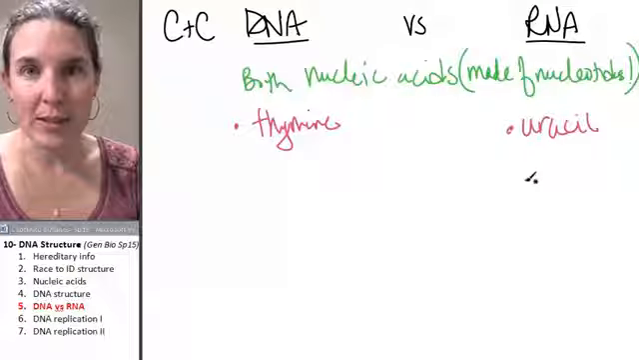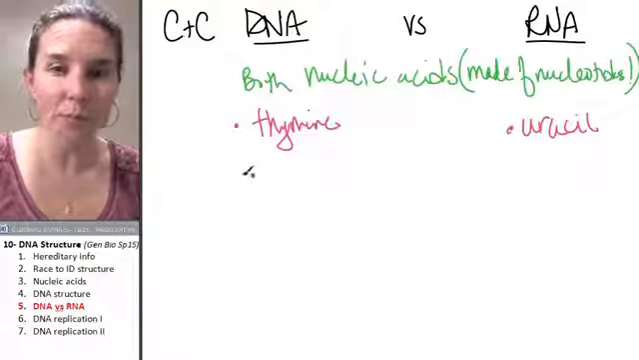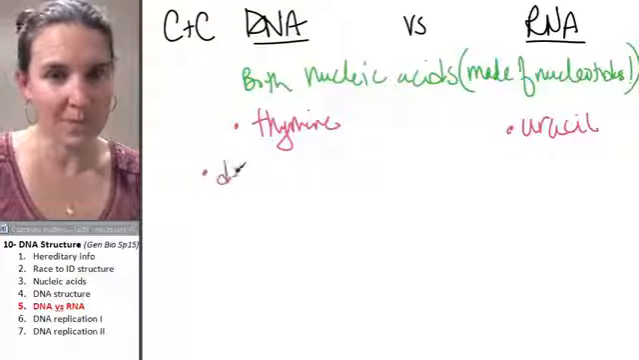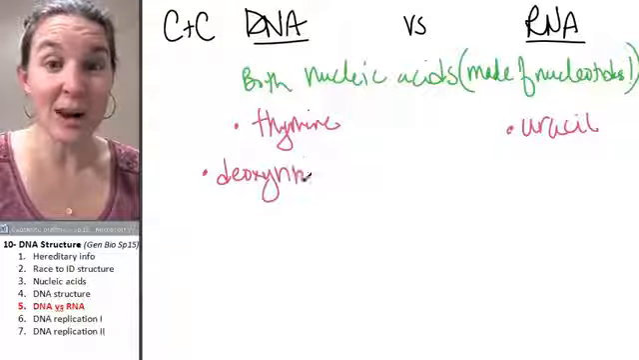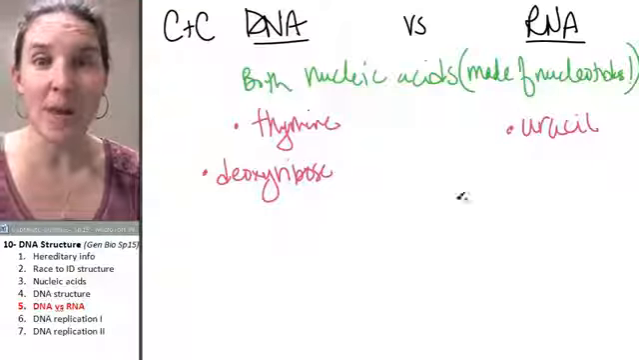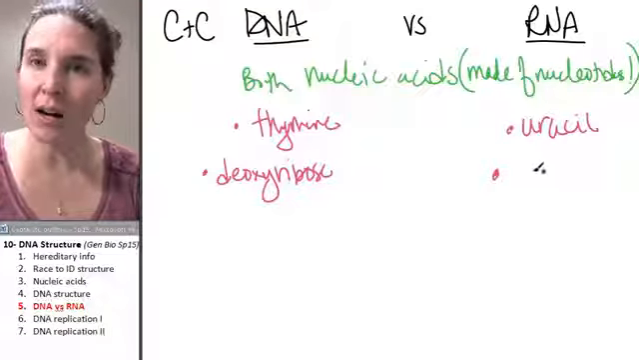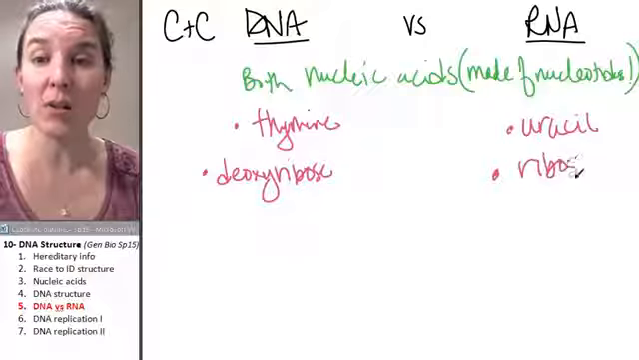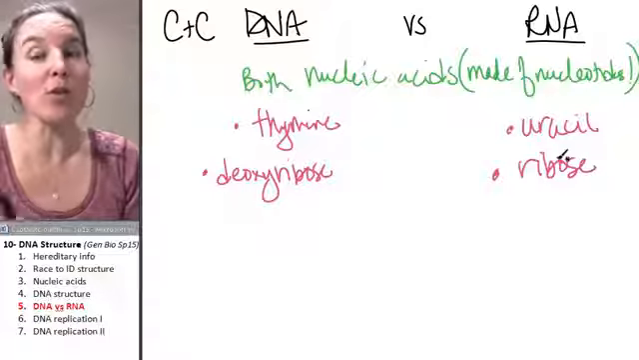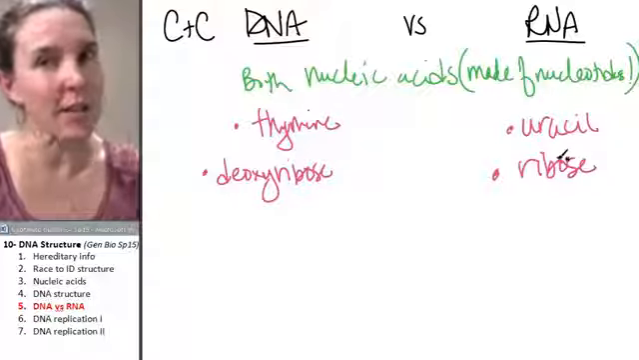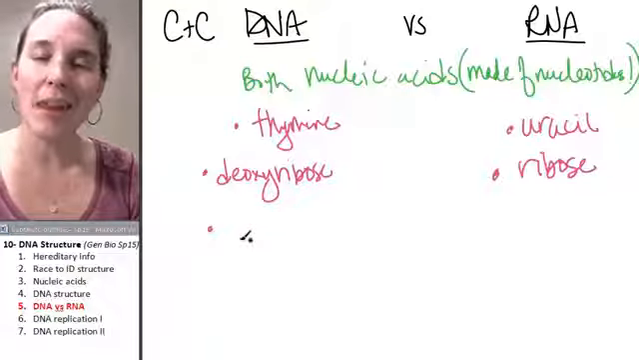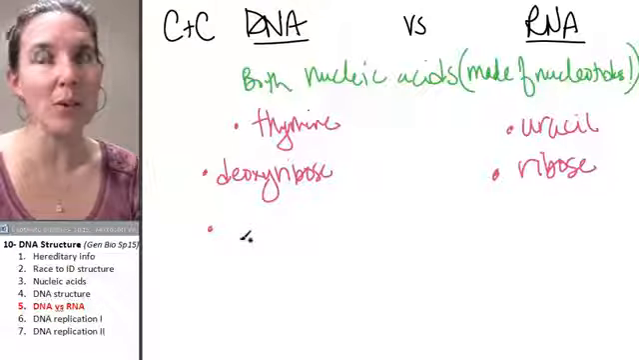There's another difference, and you already know this one. What's the sugar in DNA? Deoxyribose is my pentose sugar that is in DNA. What is the sugar in RNA? Ribose. Ribose is the sugar in RNA, ribonucleic acid, as opposed to deoxyribonucleic acid.